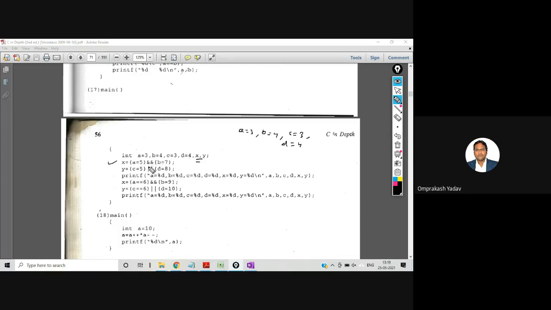And then, a and b will be what? Both the values are true, right? Both these values are true. So the AND operation will result in what? 1. So x will become 1. So from this statement, x is equal to 1.